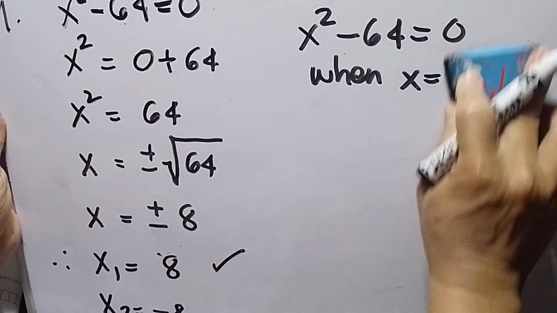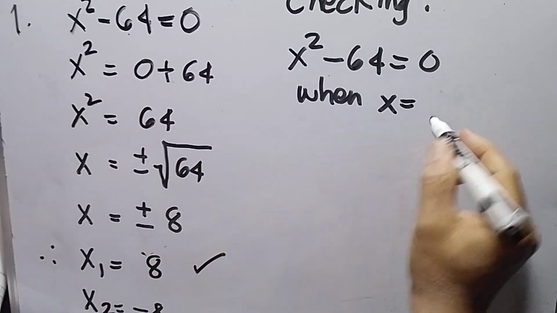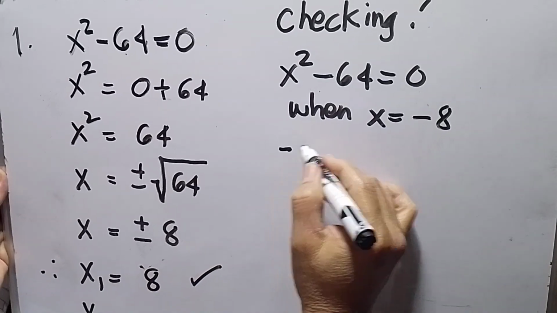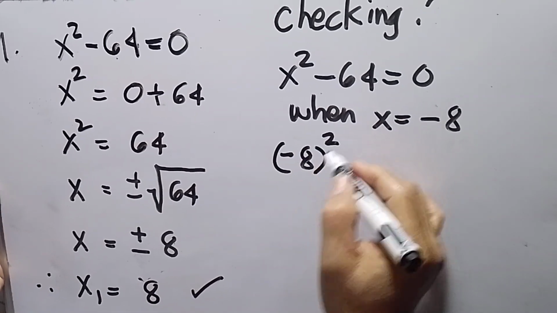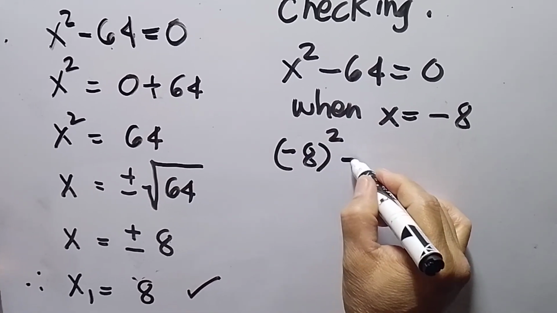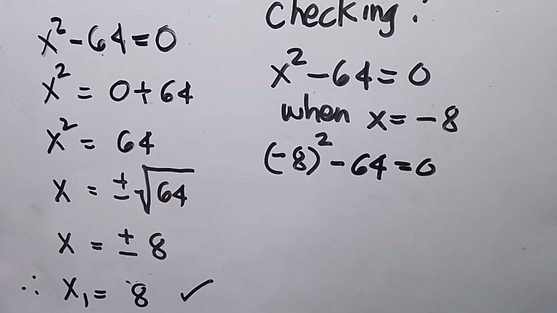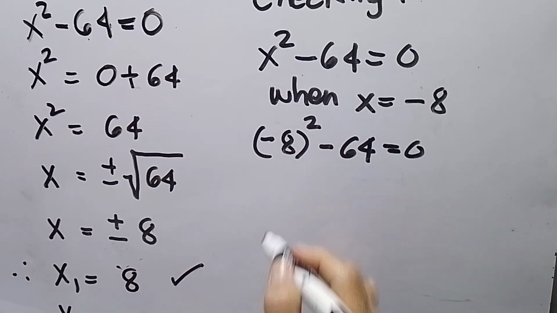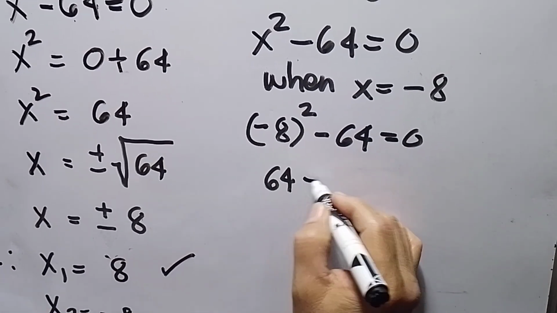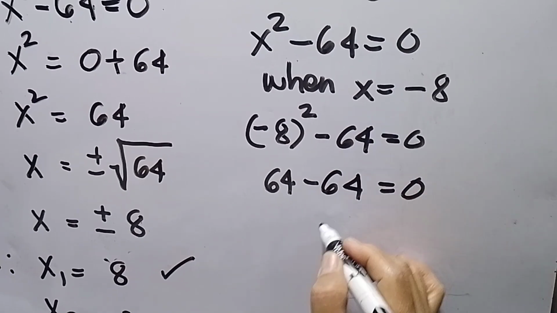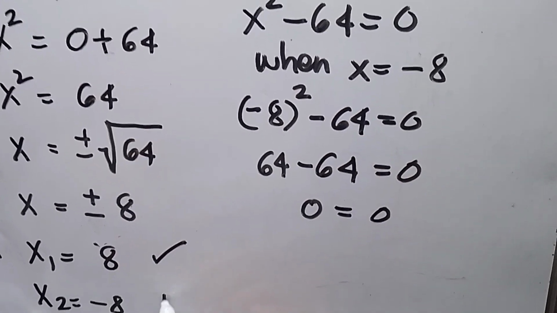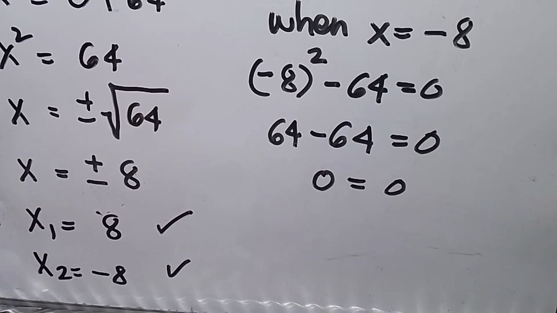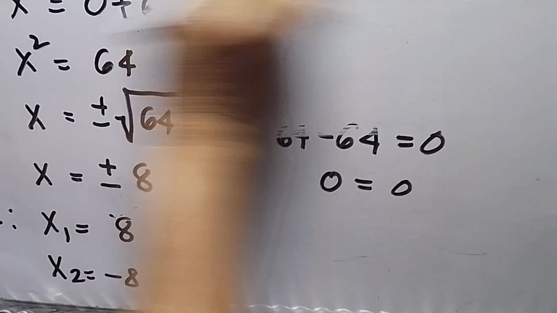Now let's use the negative root. So negative 8, I need to substitute negative 8. Then squared minus 64 is equal to 0. So negative 8 squared is positive. So this will be 64 minus 64 is equal to 0. 0 is equal to 0. So meaning my two roots are correct. Now let's proceed to number 2.